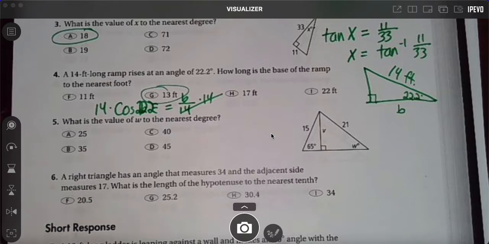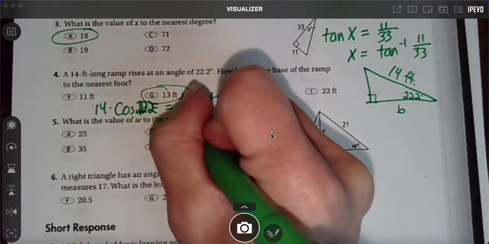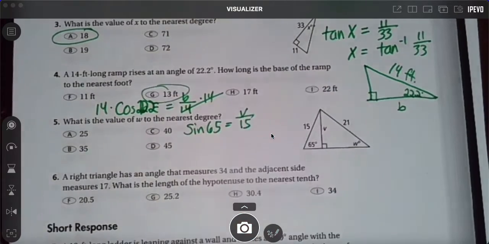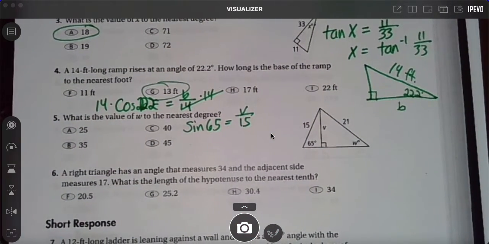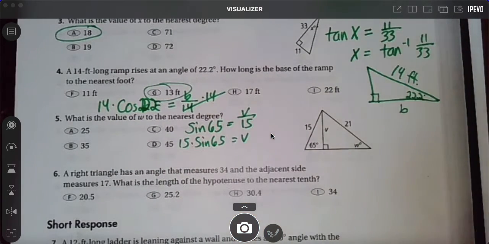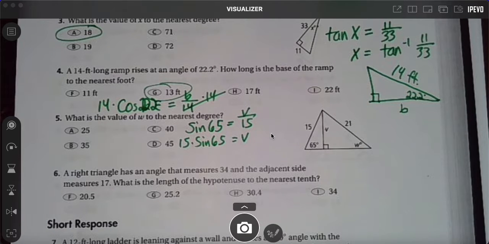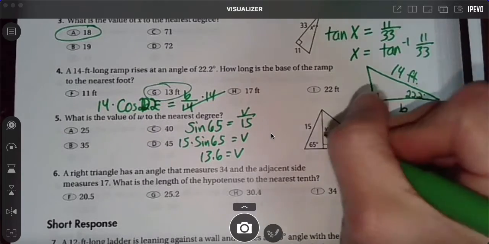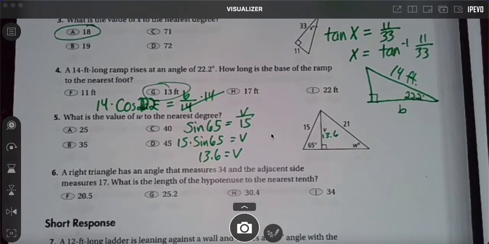So how do I find V? Am I going to use sine, cosine, or tangent of that angle? It's opposite and hypotenuse. Sine. I'm going to say the sine of 65 equals V over 15. Then what would I do? Multiply by 15, and that's going to tell me V. So 15 times the sine of 65, and I get 13.6. Is that what y'all got? Mhm. 13.6.